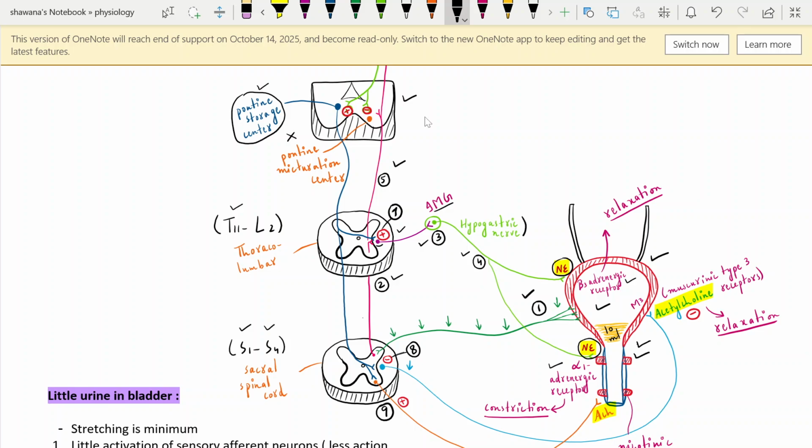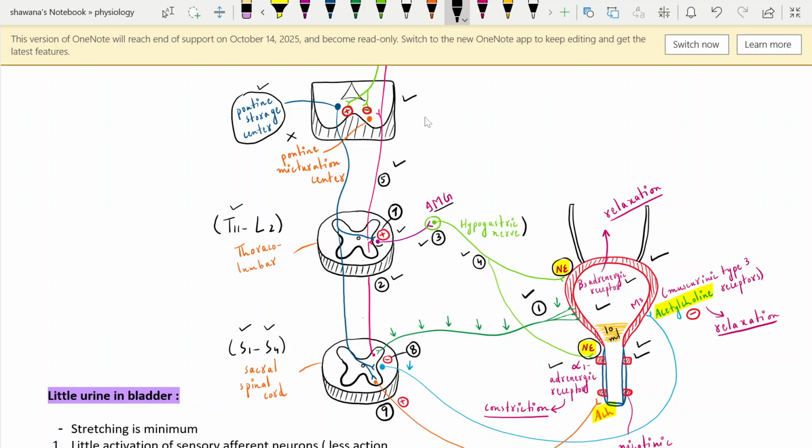What is present in the lateral horn of the spinal cord? This is part of the parasympathetic nervous system. Okay, these fibers are parasympathetic nervous system fibers. The fibers from the pontine storage center descend and they will synapse with these fibers, the fibers of the parasympathetic nervous system, and they will inhibit it.